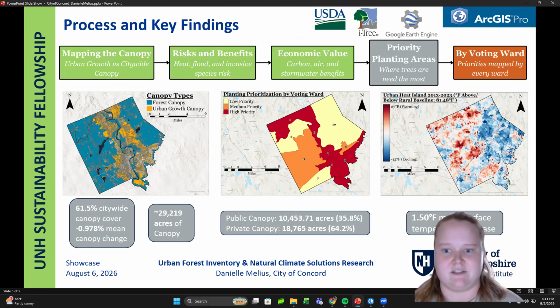We looked at the urban heat island, which is the surface temperature, specifically from 2013 to 2023. We can also look at areas that are more susceptible or have been found to have more invasive species, along with areas with increased flood risk, areas that have seen canopy loss, areas that are not as permeable for the wildlife in those areas.